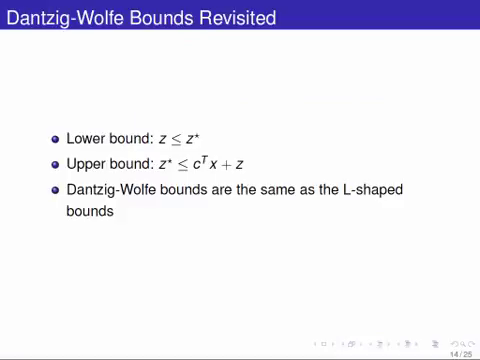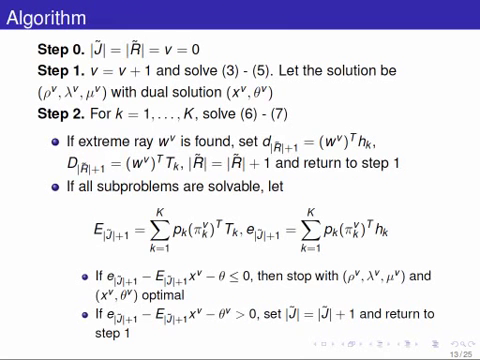So if I ask you, is this any different from the L-shaped algorithm? Think of what you're solving here and ask yourself, if I do Dantzig-Wolfe on the dual, is it any different from just doing the L-shaped on the primal? If you wrote this in code, what would it look like?